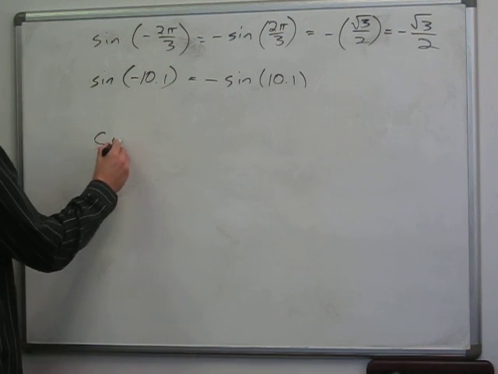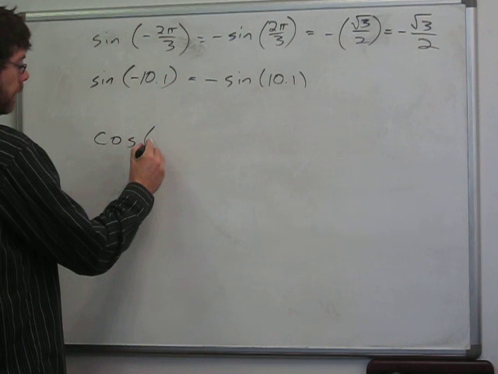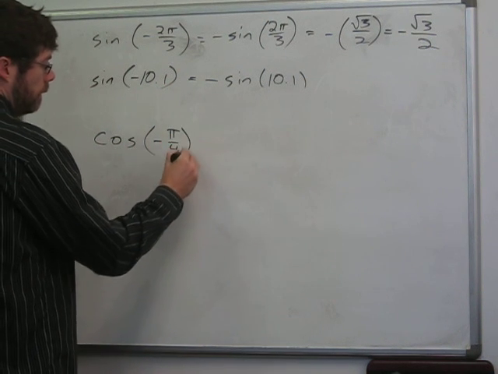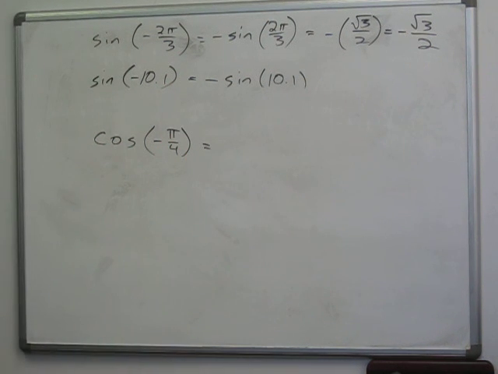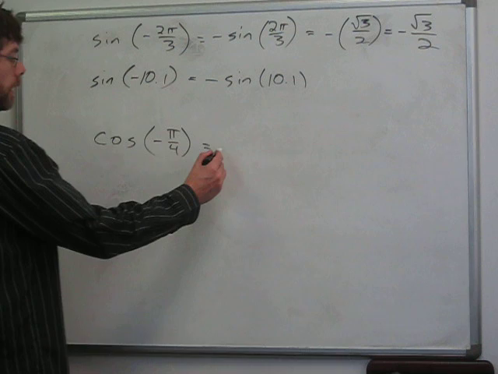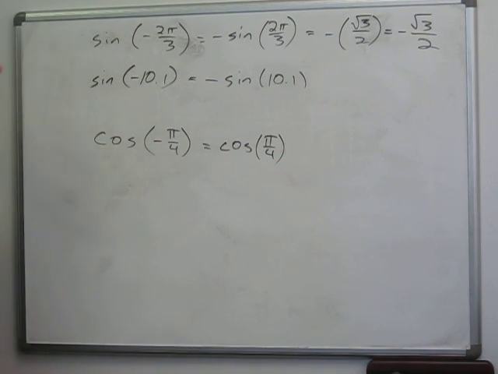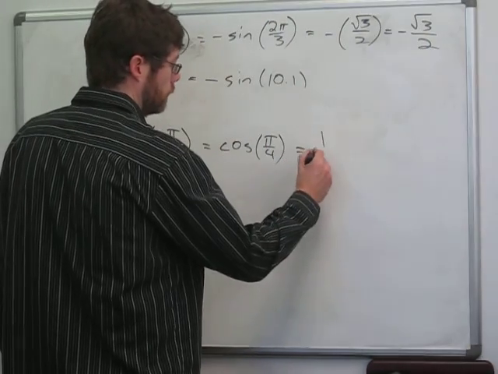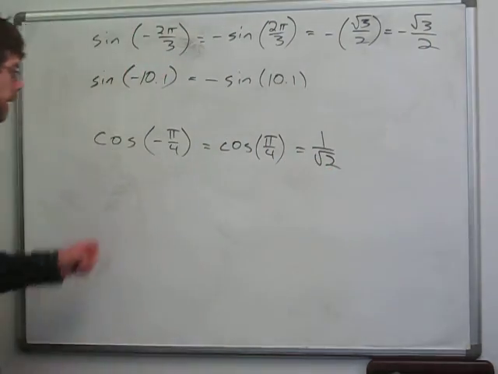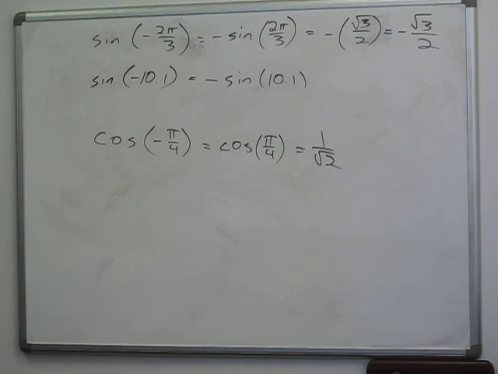Cosine, let's look at cosine of negative pi over 4. Cosine is an even function, so my function value to the left of the y-axis is going to be the same as my function value to the right of the y-axis. And this, of course, is 1 over radical 2. Again, this is something that we could have handled directly by looking at the unit circle.